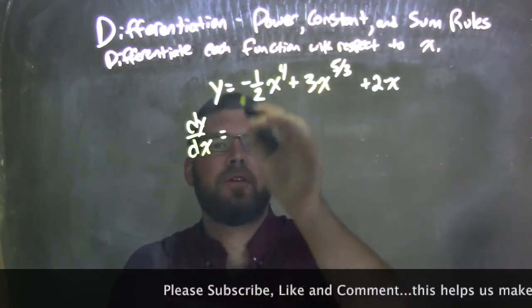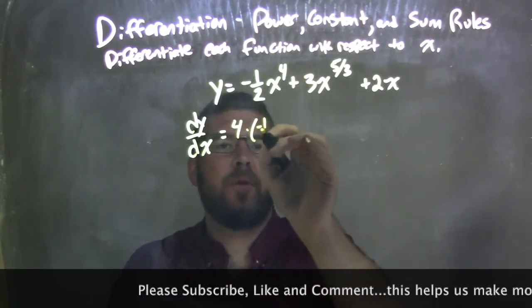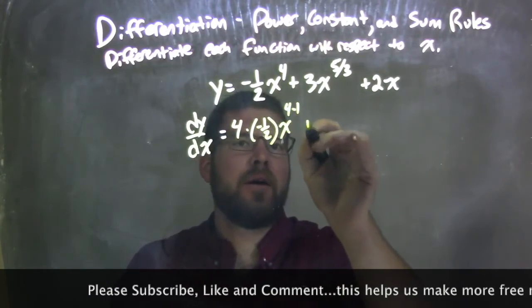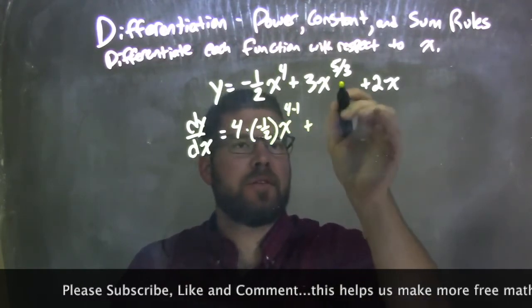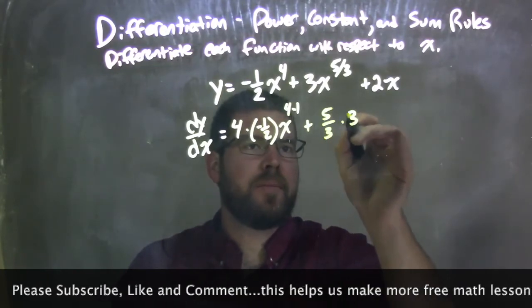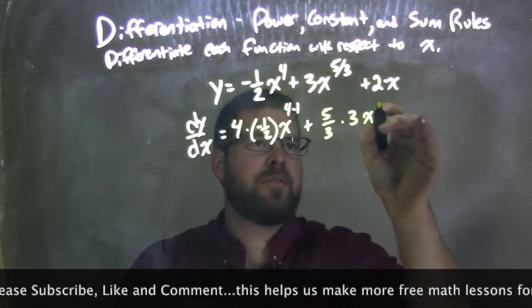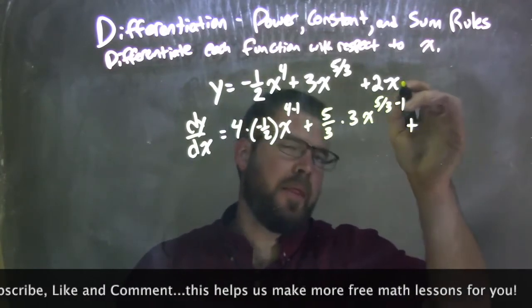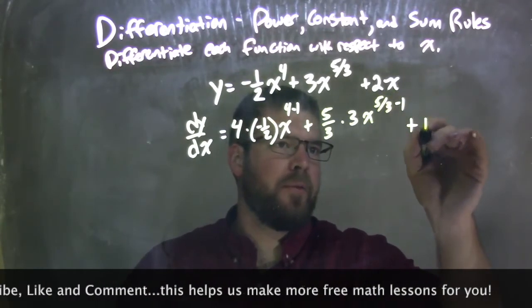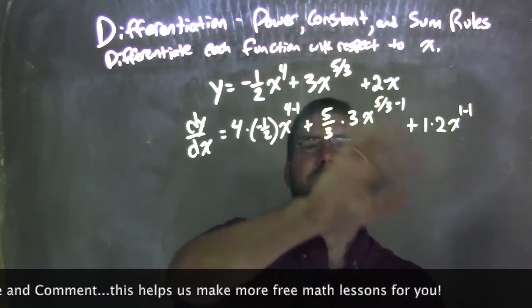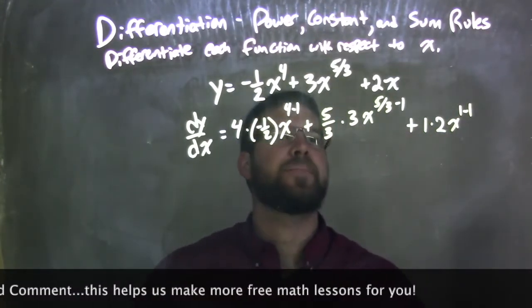Derivative of this, power rule says 4 comes out front, 4 times a negative 1/2 x to the 4 minus 1 power right there, plus, next part, same thing, power rule applies, 5/3 comes out front times 3 x to the 5/3 minus 1, plus, and then power rule here is really that 1 up there, right? 1 times 2 x to the 1 minus 1 power, okay? And eventually some of these things you won't be writing always, okay?